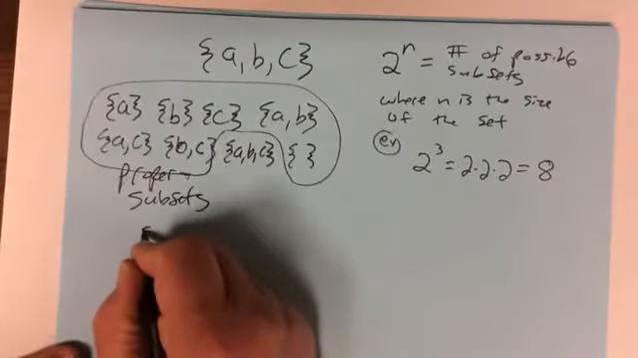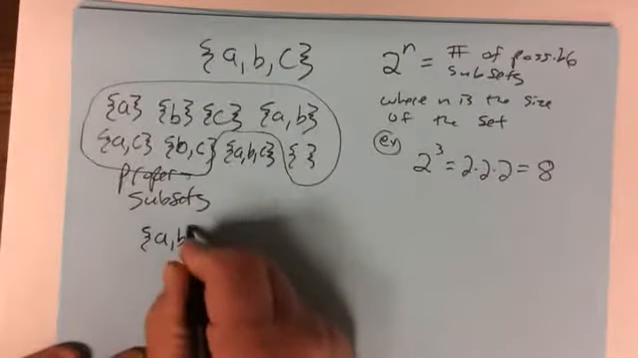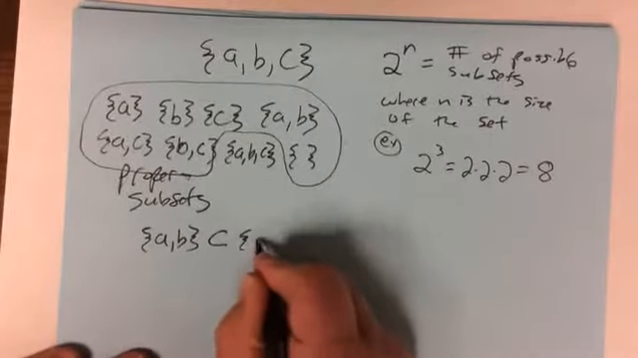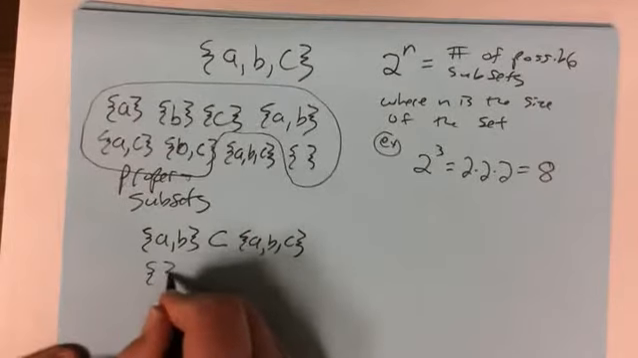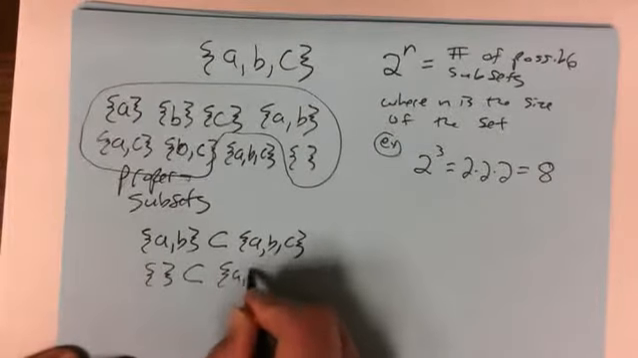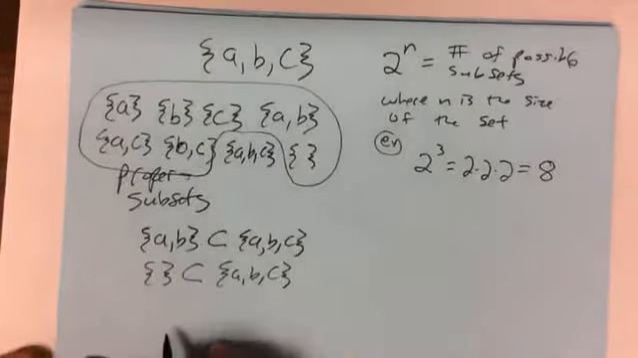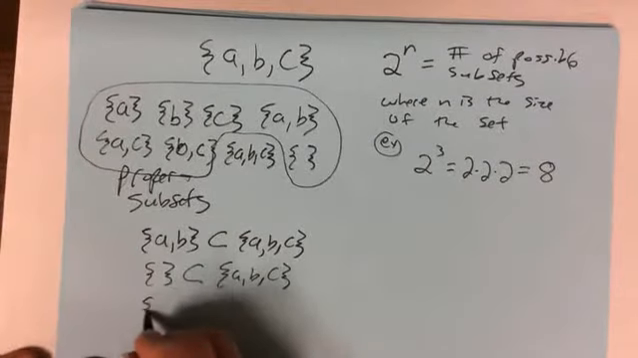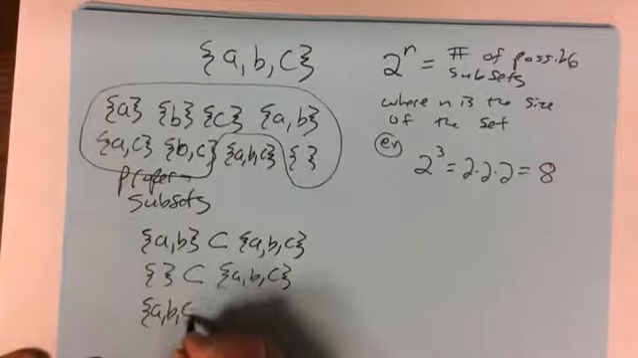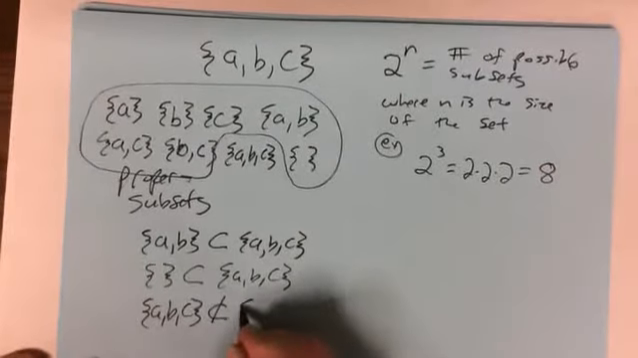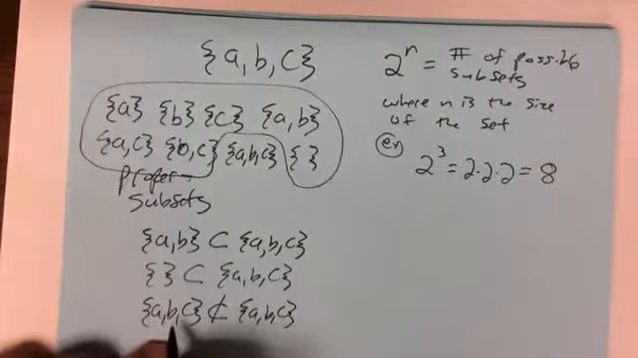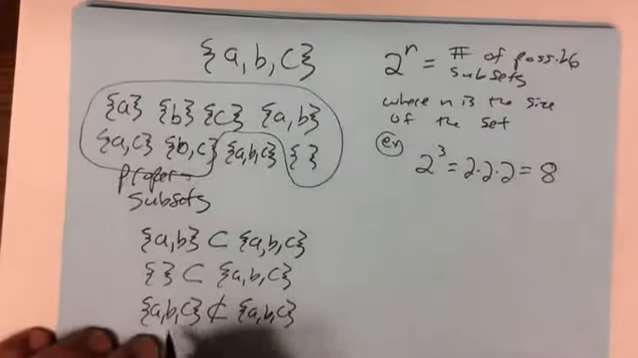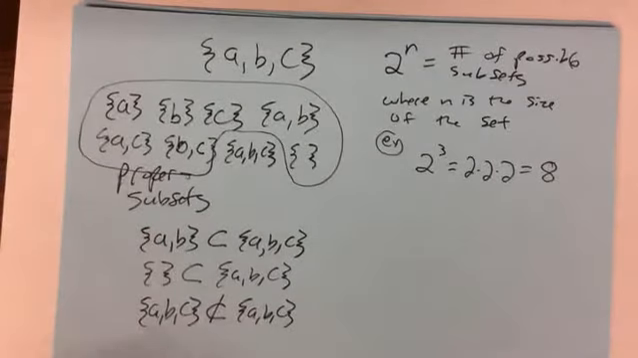Okay, so for example, I would have like AB is a proper subset of ABC. That would be true. The empty set is a proper subset of ABC. That is true. ABC is not a proper subset of ABC. You see, that's the one subset. That is a subset, but it's not a proper subset. That's the one subset that's not a proper subset. All these other subsets are proper subsets.